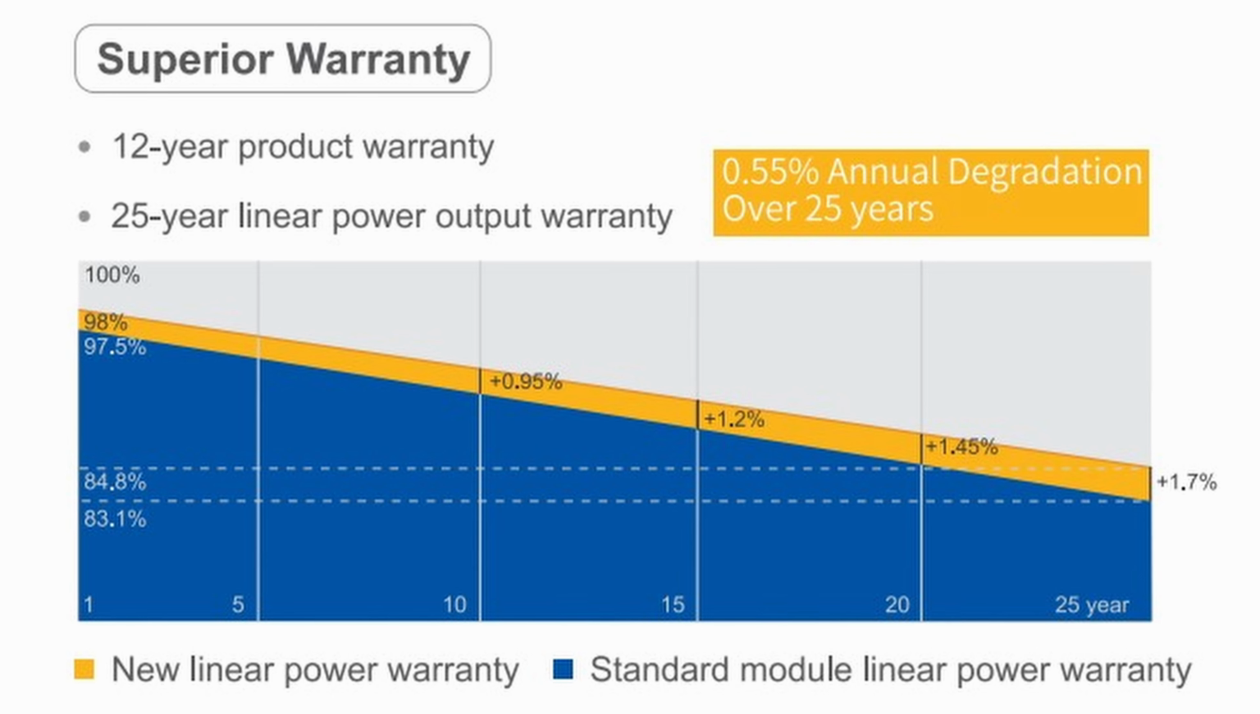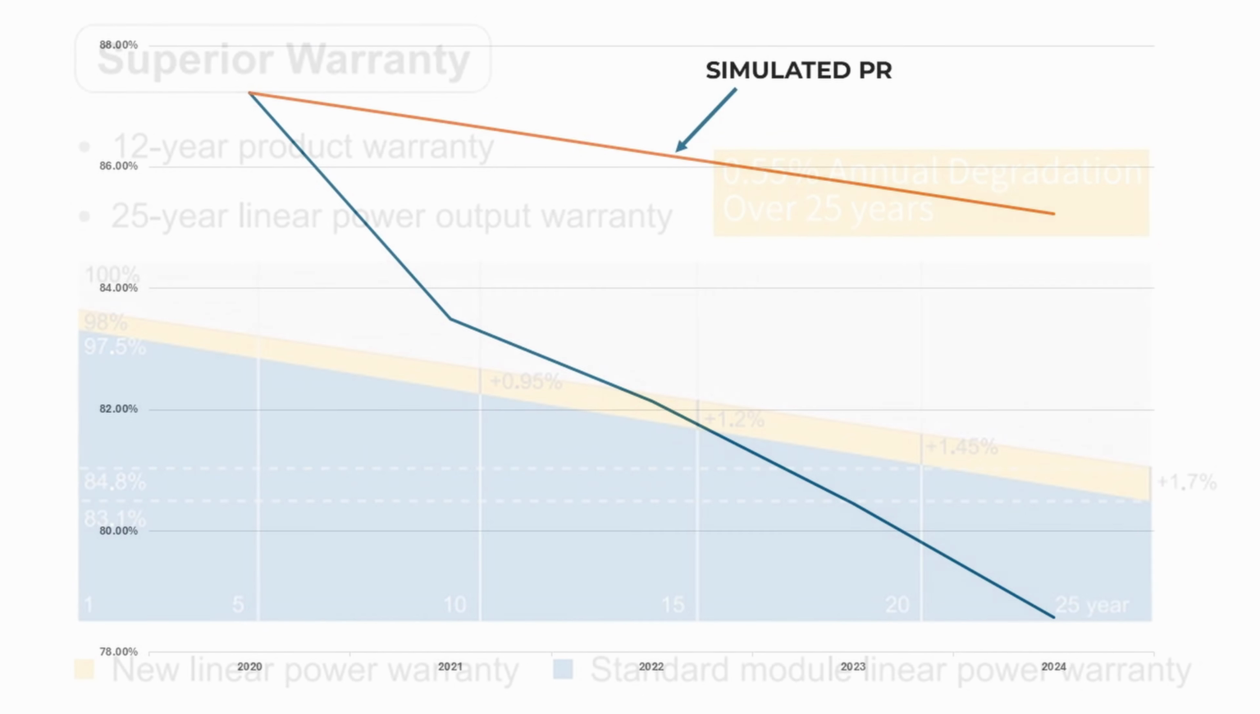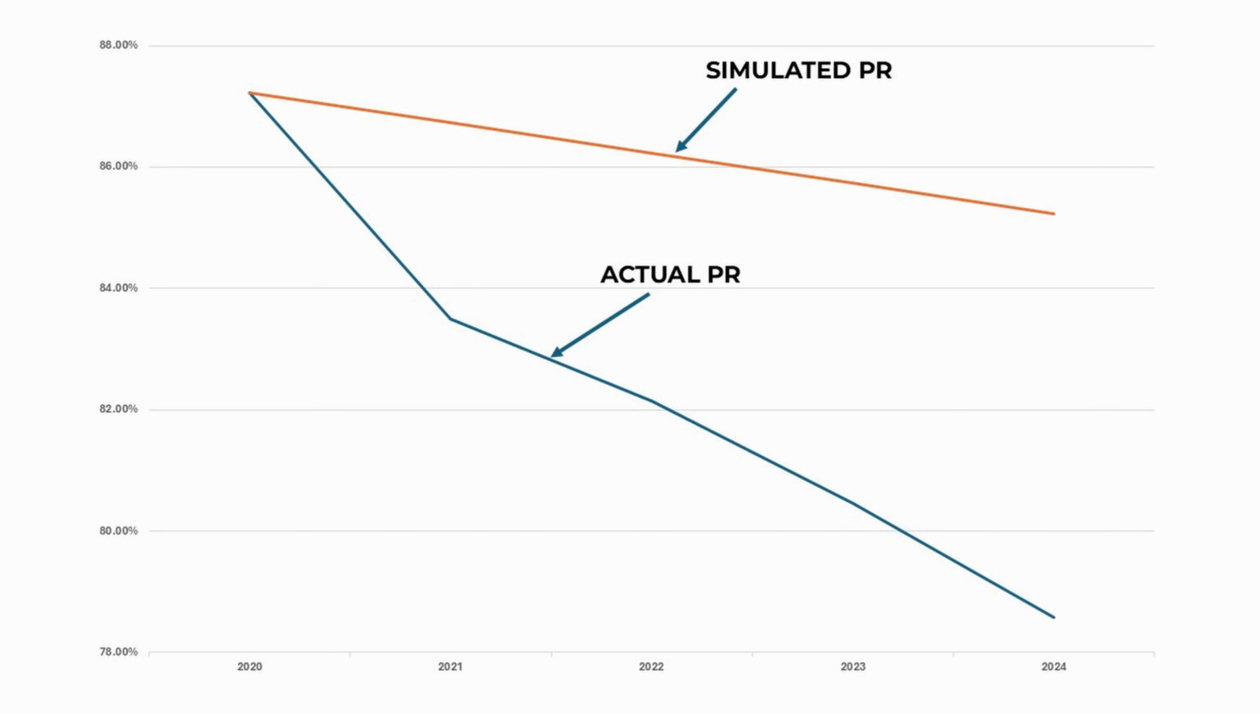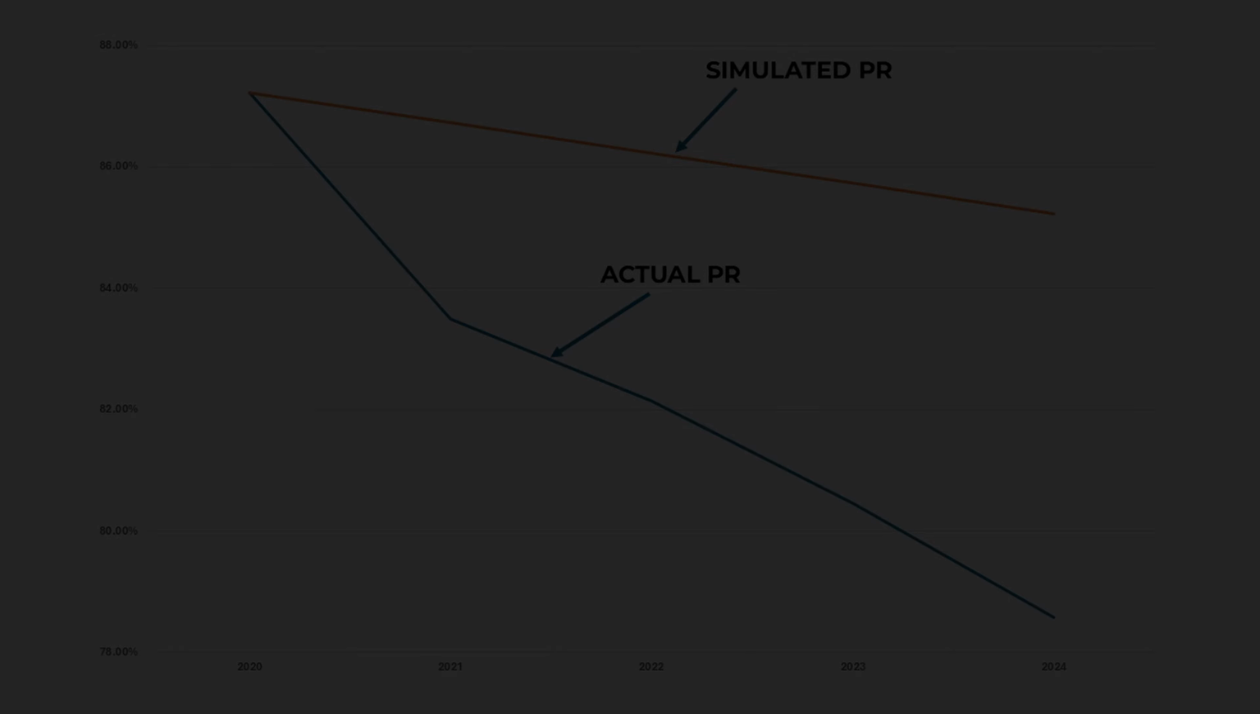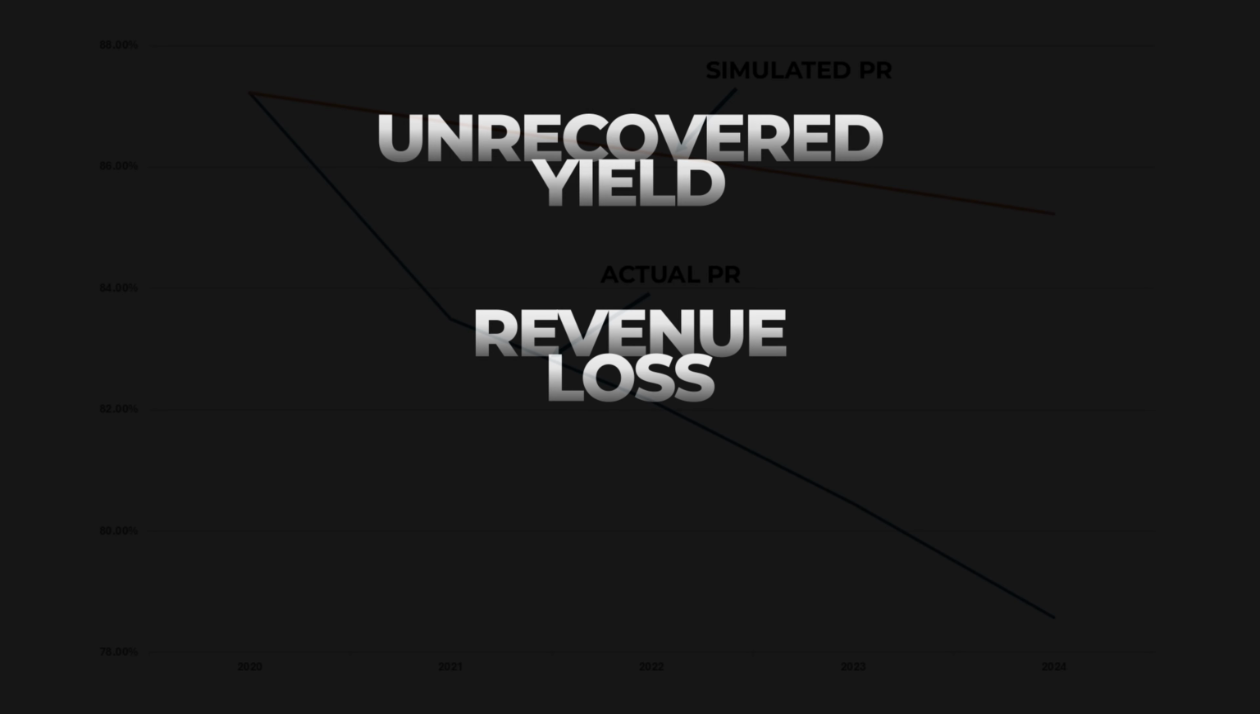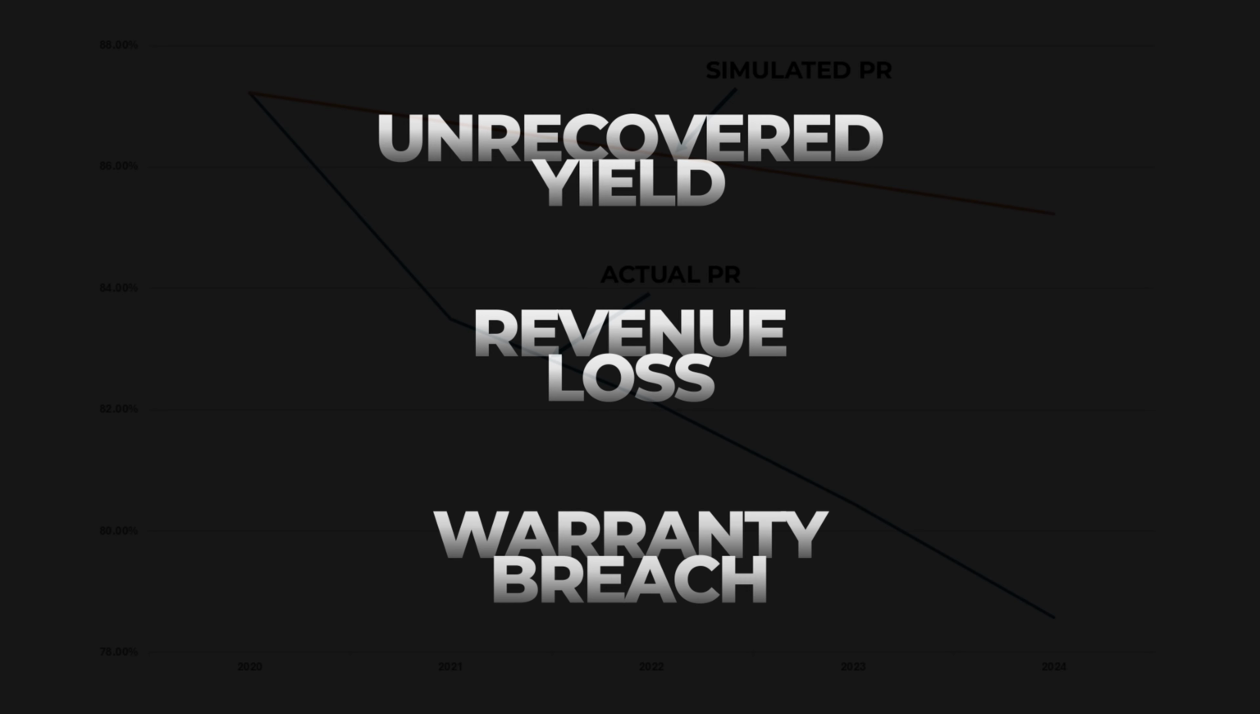That widening drift, the area between simulated and actual performance, is your evidence. It represents unrecovered yield, lost revenue, and potential warranty breach. The asset manager's responsibility is to monitor this deviation continuously and identify when the manufacturer's guaranteed performance has been violated.